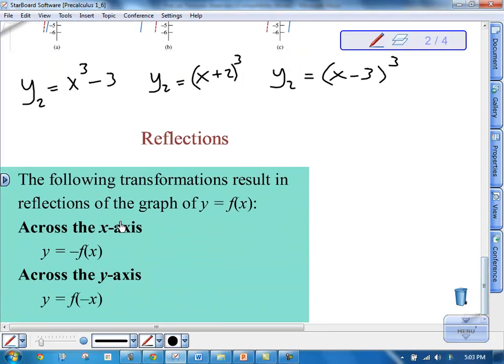Okay, reflections. To reflect across the x-axis, just change the sign on y. If you reflect across the y-axis, change the sign on x. And that kind of makes sense if you just think about a point. If you reflect this point, x, y, over the x-axis, then it becomes x, negative y. So you would change the sign on y to reflect over the x-axis, which is exactly what this says.